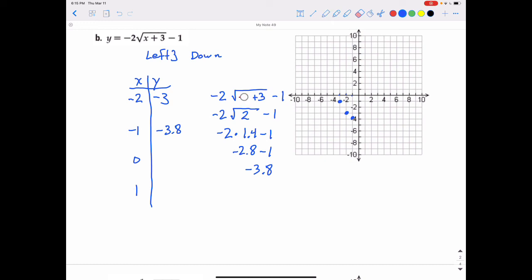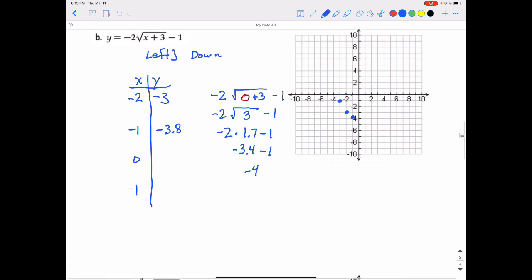And now we do it with 0. So replace with a 0. And when we replace with a 0, we get 0 plus 3, which is 3. So we'll have the square root of 3. Square root of 3 is about 1.7, so everything is pretty much the same here. We're just changing a few things. And then when you take -2 times 1.7, that's going to be -3.4. And then -3.4 minus 1 is actually -4.4. So 0, -4.4. So that's not quite halfway.